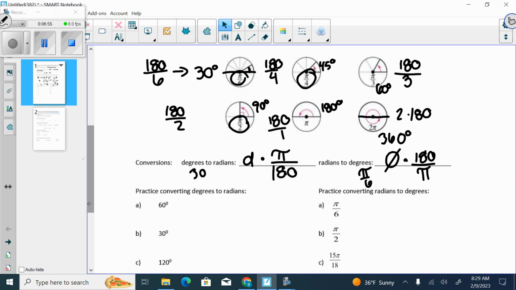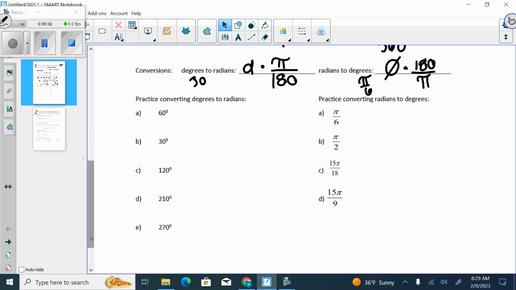So let's see here. For A, I'm converting from degrees to radians, so that would be my first formula. My degrees is 60. I'm going to multiply that by pi over 180. So in the numerator, remember, if you want to put this over 1, you can, because we multiply numerators and denominators. In the numerator, I have 60 times pi, right? And in the denominator, I have 1 times 180, which is just 180.